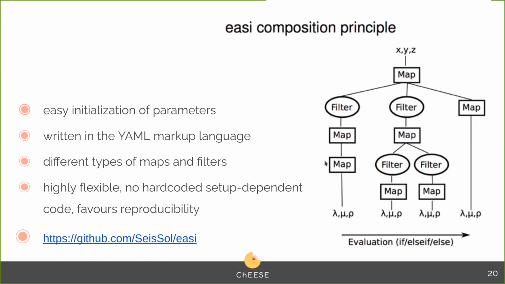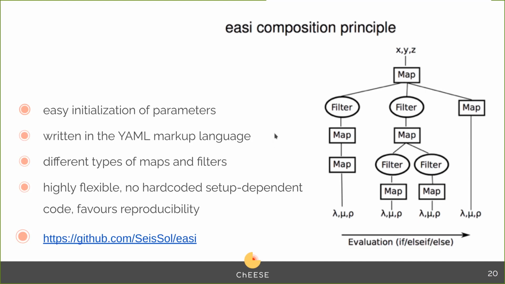The main advantage of this easi library is that we no longer have to specify the parameter setup inside the code. So everybody who runs SeisSol does not need to have their own branch. Everybody has the same executable, and the code just reads the parameters. This favors reproducibility, and it is highly flexible.